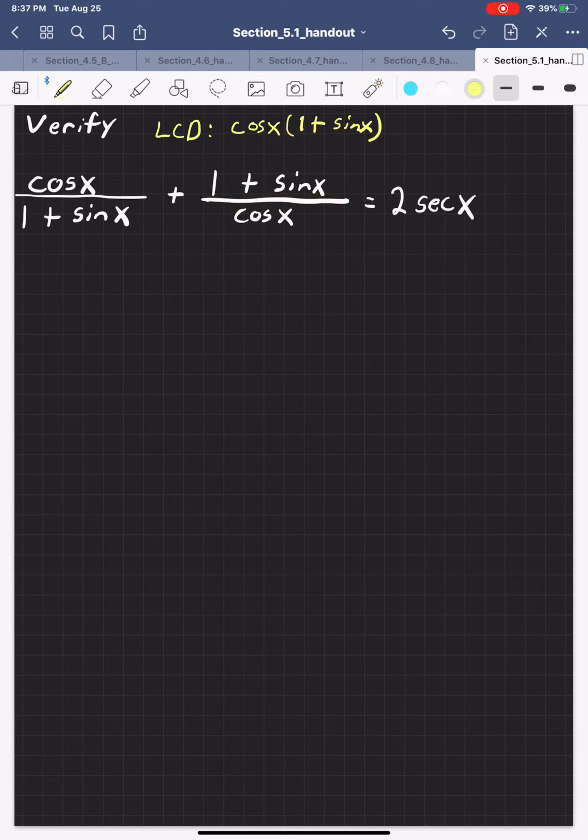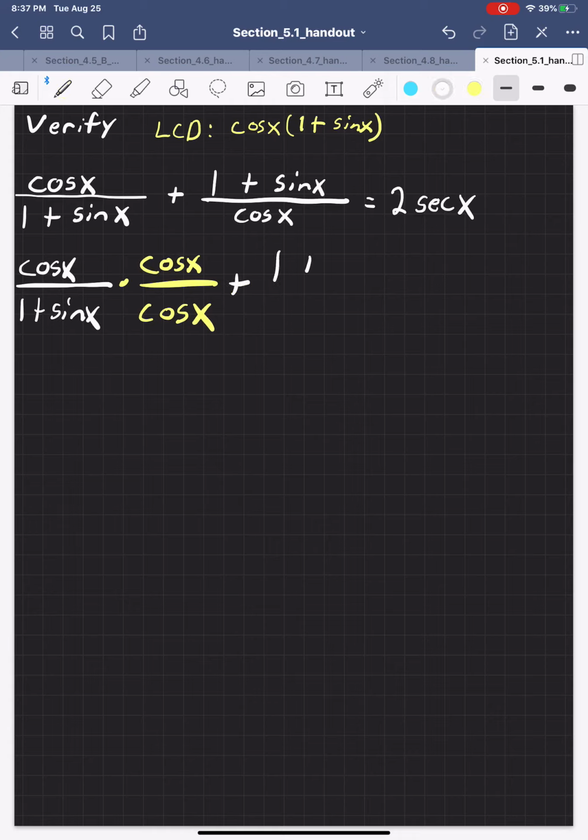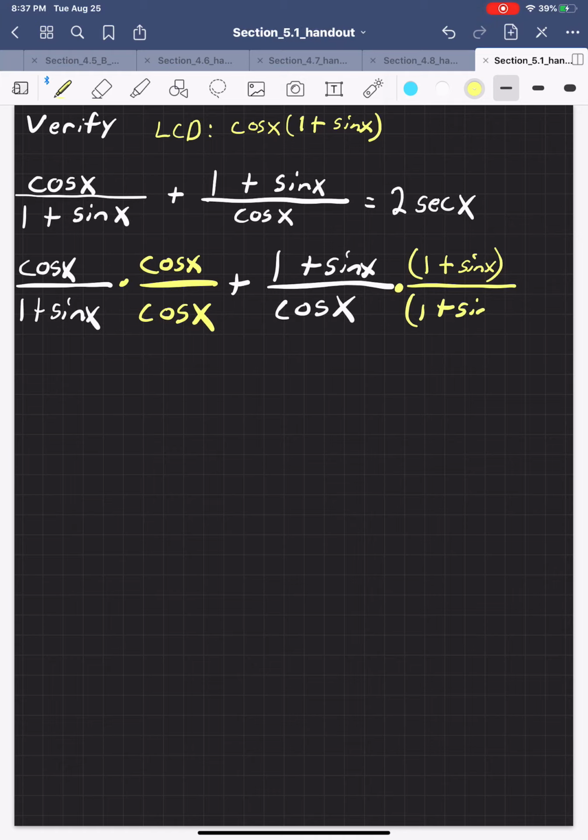So let me go ahead. Entertain yourself for just a second. It'll take me a second to write all of this. So let's go ahead and multiply this first fraction by cosine of x over cosine of x. And I got 1 plus sine of x divided by cosine of x. And we'll multiply this second fraction by 1 plus sine x over 1 plus sine of x.